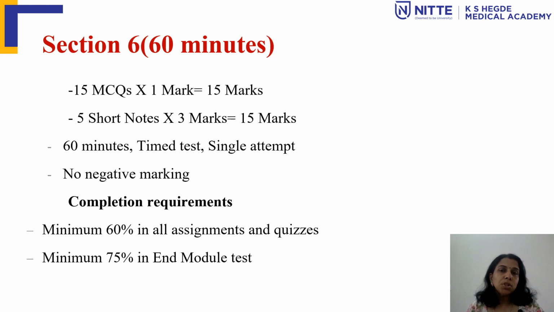In the end module test, you'll be having 15 MCQs of 1 mark each, so a total of 15 marks. You'll be having 5 short notes of 3 marks each, so again a total of 15 marks. So the total is 30 marks. It's a timed test with only a single attempt, and there is no negative marking. The requirement for completion of this module is 60% in all the assignments and quizzes, and a minimum of 75% in the end module test. So that's the requirement for the completion of this module.